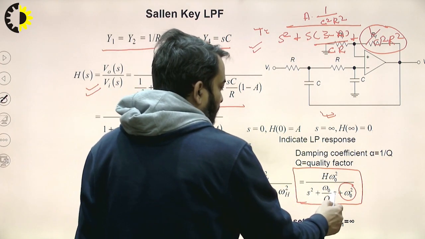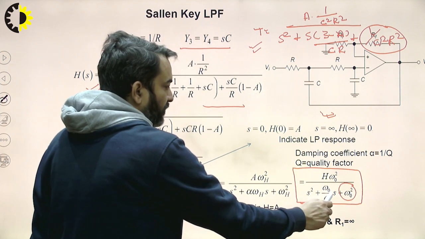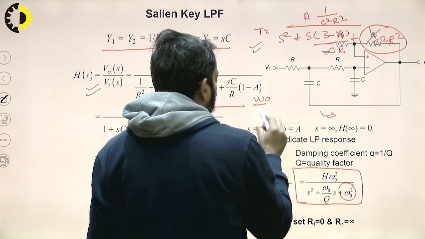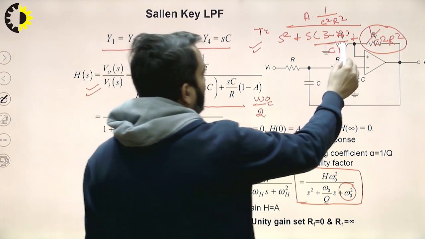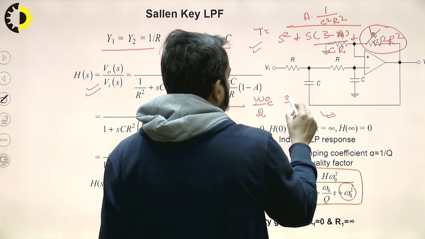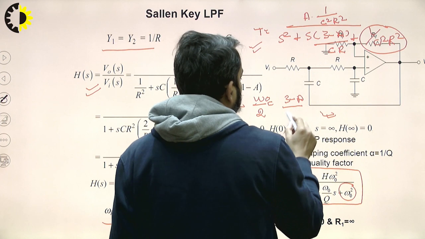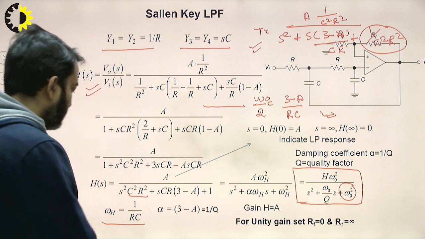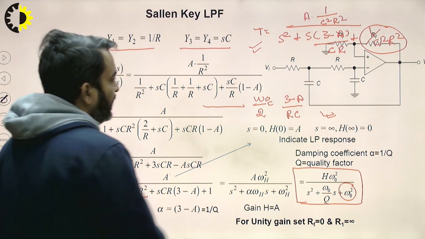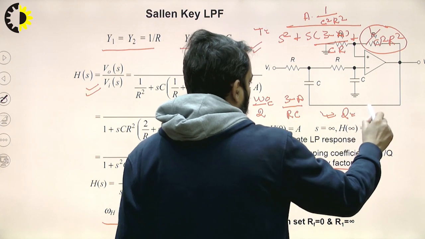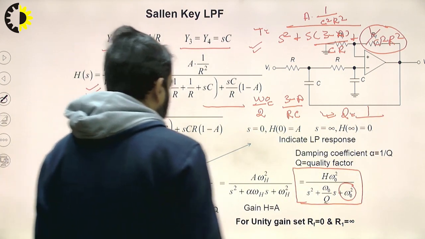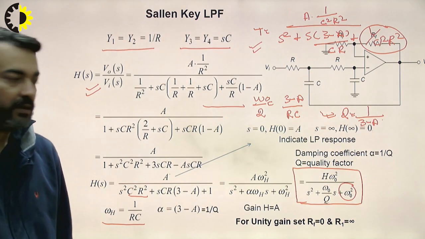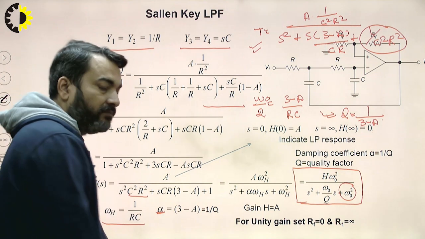Now we will come to the second term. Now the coefficient of S is omega naught by Q. So we will say omega naught by Q, if we compare, is equal to (3 minus A) by RC. And since we have already calculated omega naught as 1 by RC, we can easily get the value of Q as 1 by (3 minus A). Here we have denoted this by alpha. Alpha is nothing but 1 by Q.